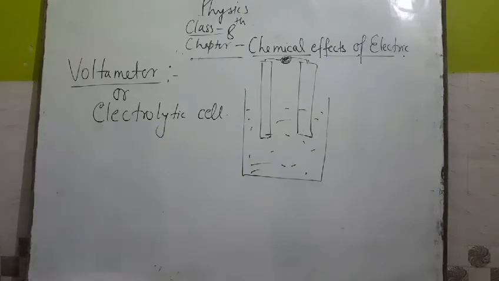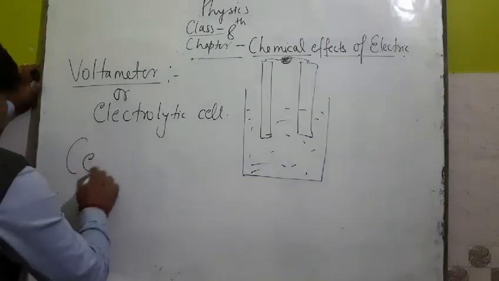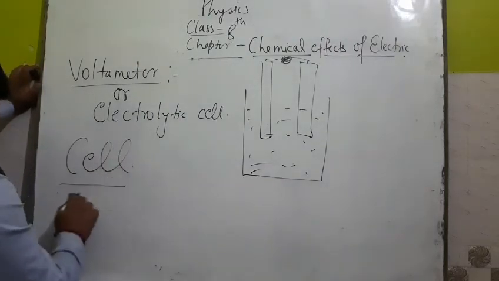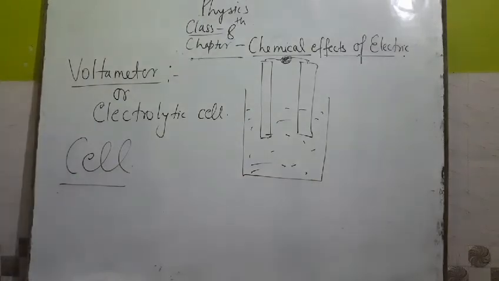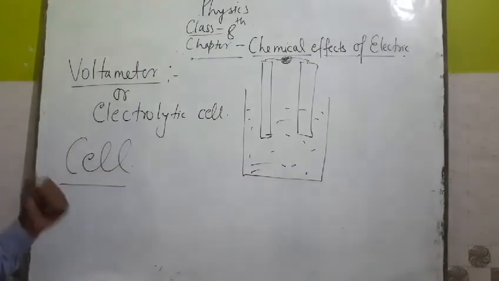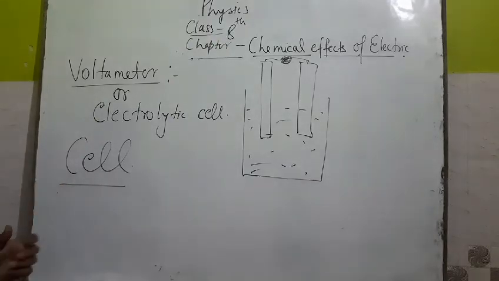Clear? Now after this electrolytic cell, we will discuss about cell. What is cell? A source of electricity is called a cell. A source of, means it generates what? Electricity generate करता है. That is cell. So a source of electricity is called a cell. A combination of cells is known as battery.